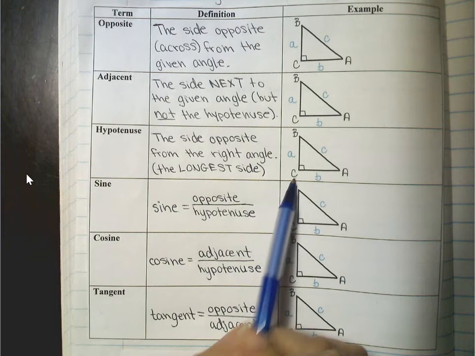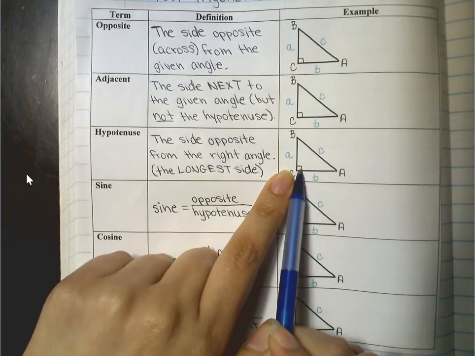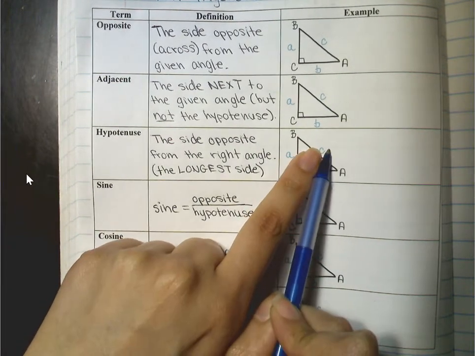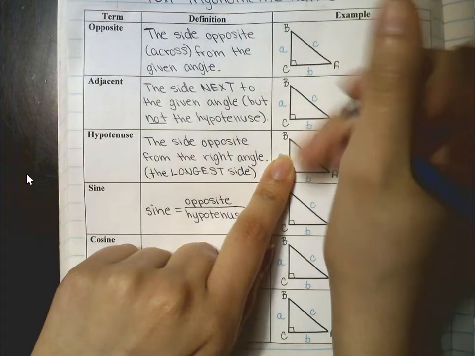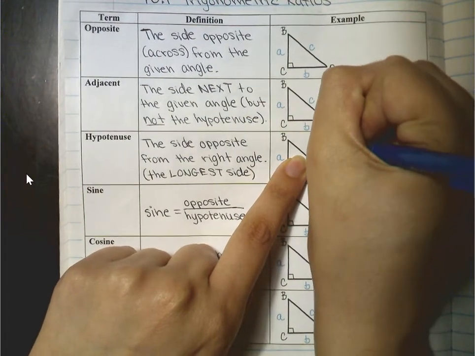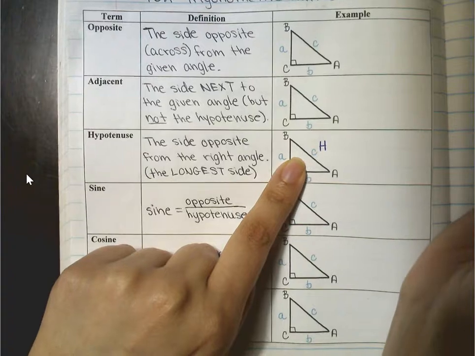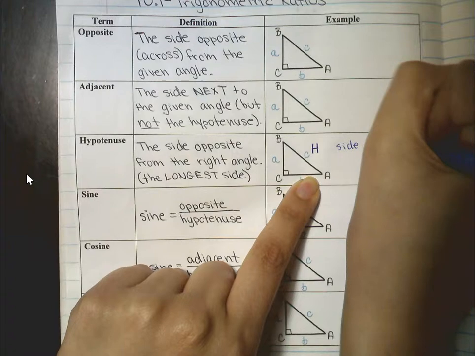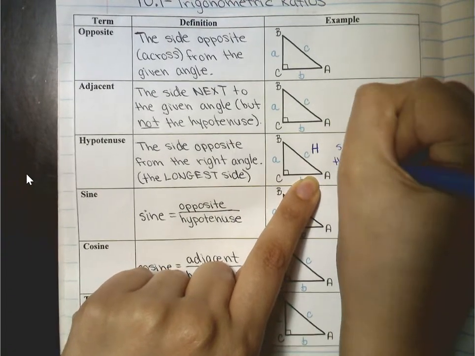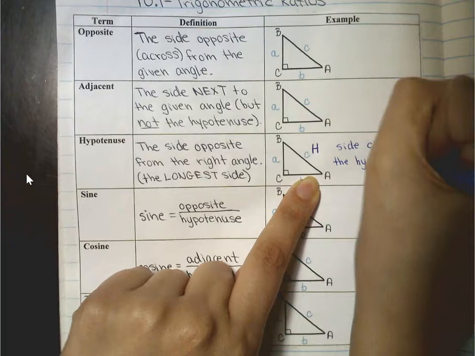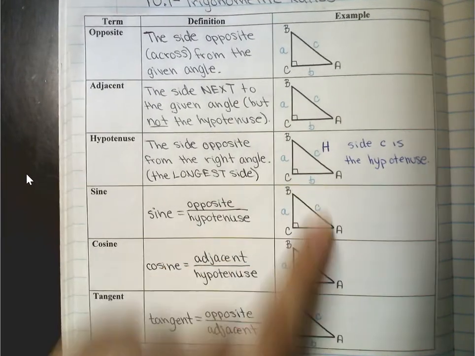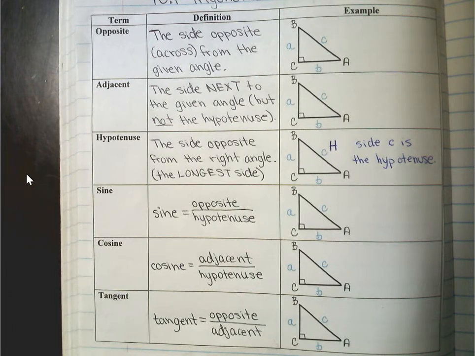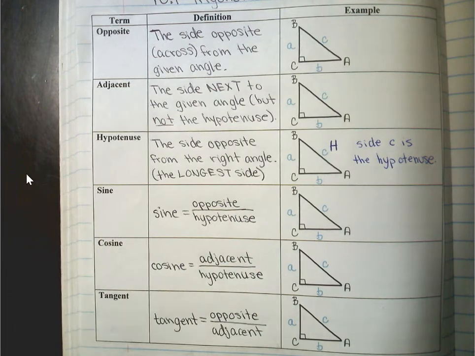So let's just label this one. So here I have the 90-degree angle. Opposite from that angle or across from that angle, I have side C. So in this case, I'm going to label side C with an H because that is the hypotenuse. So I'm just going to write that side C is the hypotenuse. So this you already know from the previous units from middle school. Just the hypotenuse is always the longest side of your triangle.